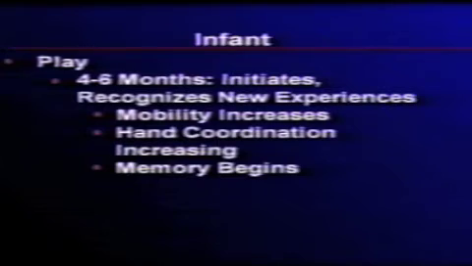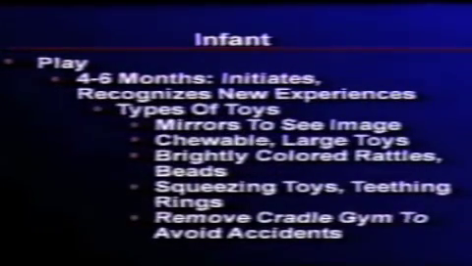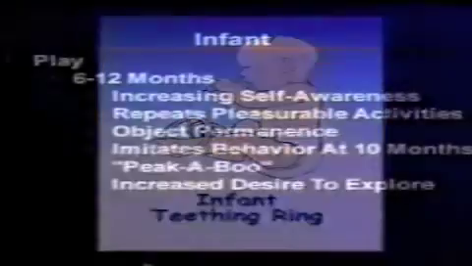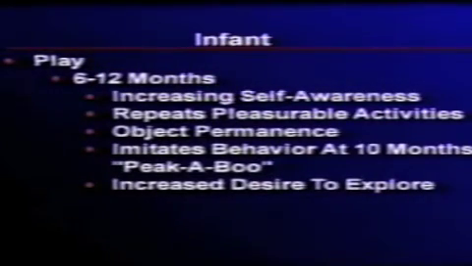4 to 6 months, this is where the baby, remember, is starting to see new experiences, can reach for objects, holding their head up, turning over some. So seeing themselves in the mirror, brightly colored rattles, things that make noise, and they can manipulate them are good. And then 6 to 12 months, again, imitation is becoming very, very refined. So repeating pleasurable activities, imitating behavior, faces, playing peekaboo, clapping, hand games, those kind of things.